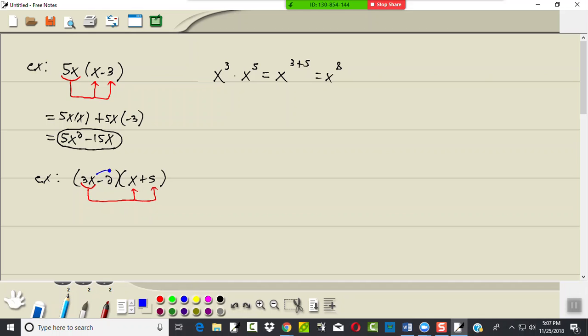We'll take our second term, the negative 2, and we'll multiply it times each term over here. So we're going to have 3x times x. I'm following these lines to see what to multiply together. 3x times x. We'll take 3x times 5. We're going to take negative 2 times x. And we'll take negative 2 times 5.